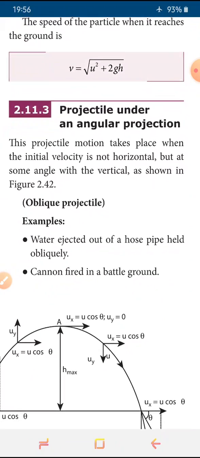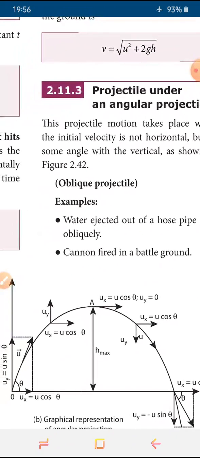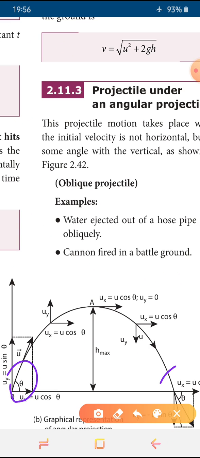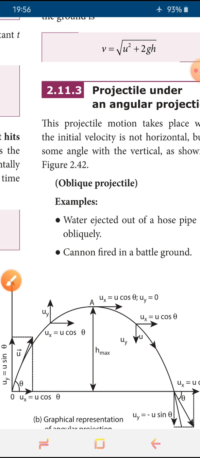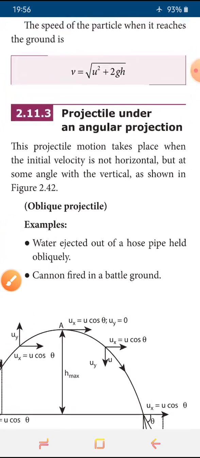So before this, in the two cases, the object came from a certain height. The person who releases or jumps, a person who releases an object, went to a height and threw the object. But here, from the ground he will throw, then it will travel some distance, some height, then it will come back to the ground, and see the path. And when we are throwing the object, it gives some angle. This is called oblique projectile.